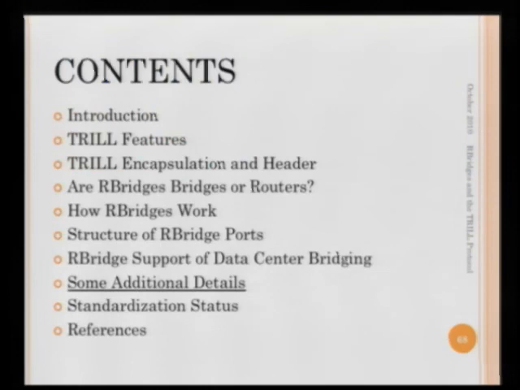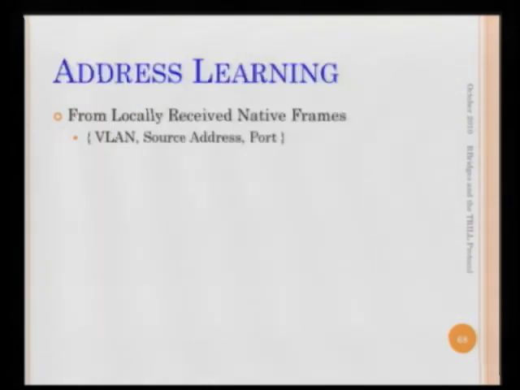I'd like to go into some more details of some aspects of TRILL. Address learning. TRILL actually has five different ways it can learn addresses. One is on receipt of a native frame. Here you are, the ingress RBridge, and you receive a native frame. You see the source address, you know what port you received it on, and by the time TRILL sees it, it will be classified as being in some VLAN by the 802.1Q port of the RBridge, the 802.1Q-like port.